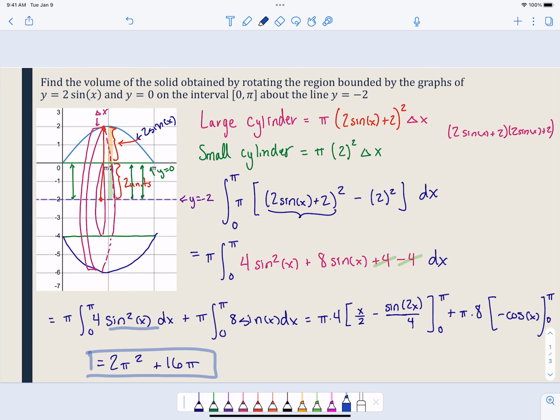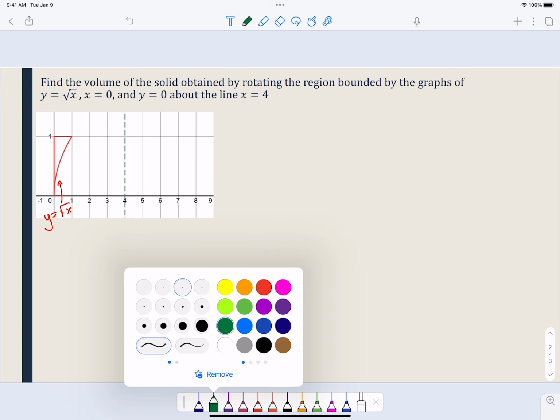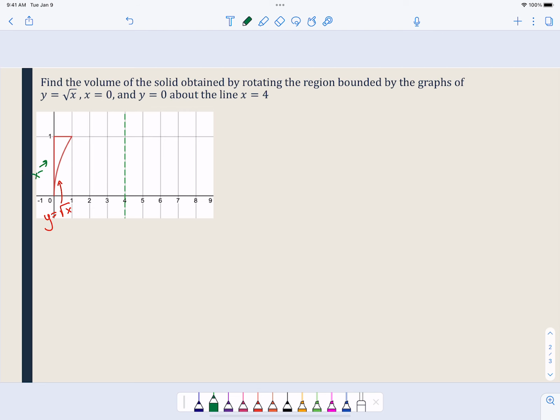All right, let's take a look at one that's rotated around a vertical line. We're going to again find the volume of the solid obtained by rotating the region bounded by the graphs of y equals the square root of x. So that's our curvy line there. And then we've got x equals 0, that's this vertical line. Oh, I thought I'd updated that. It should actually be y equals 1, since we wouldn't have much of an area if we did y equals 0. So here's our region that we're going to rotate.